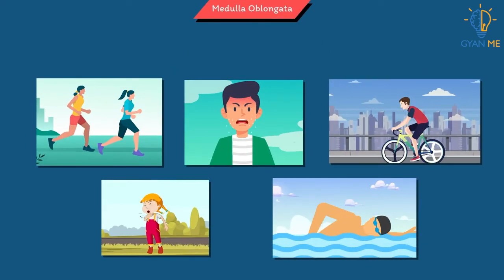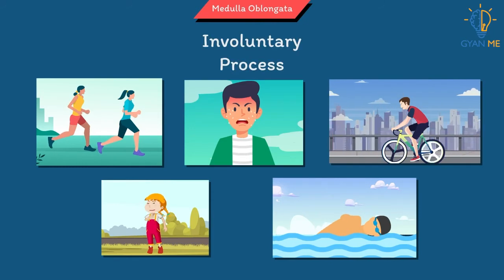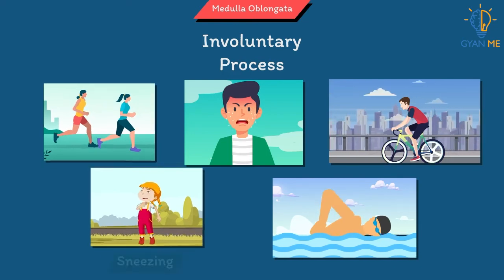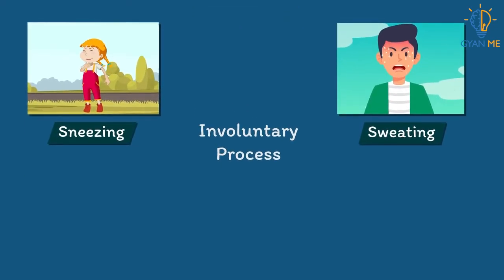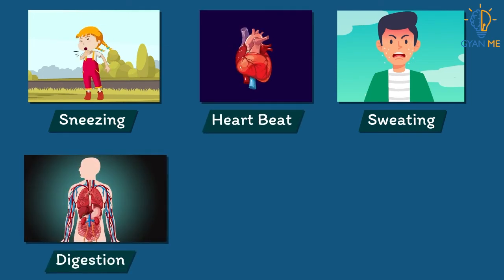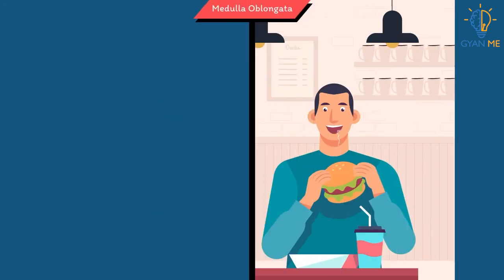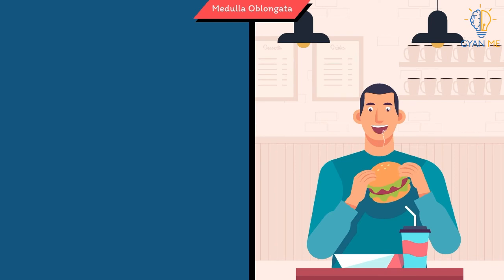Identify which of these are involuntary processes. Students, involuntary means those movements which are not under our conscious control. For example, sneezing, sweating. Yes, you are right. They are heartbeat, digestion, breathing, coughing, involuntary processes that do not require thinking. Our mouth starts watering when we see food of our liking or taste without thinking. Similarly, our heart beats without our thinking about it. In fact, we cannot control these actions by thinking about them, even if we want to.